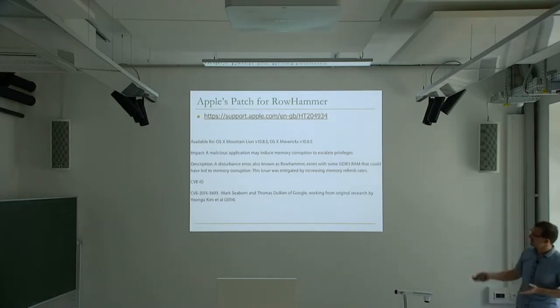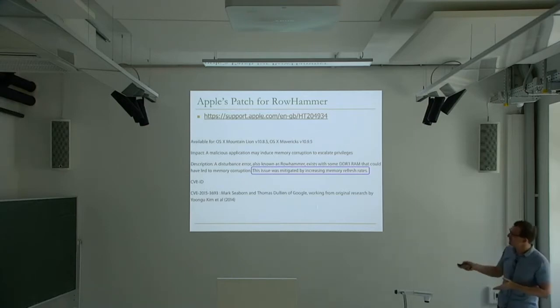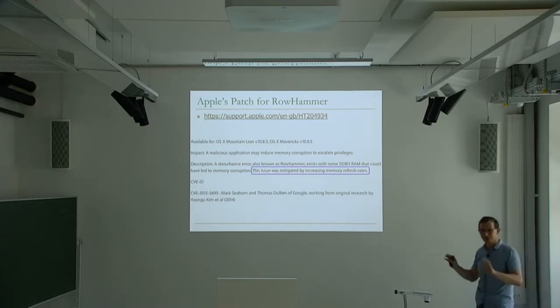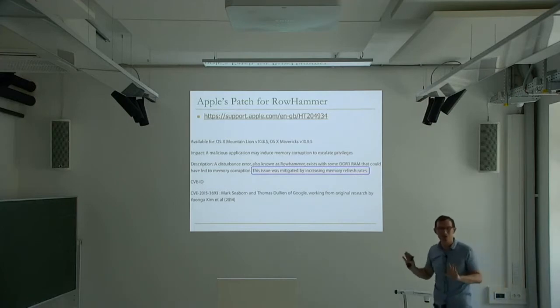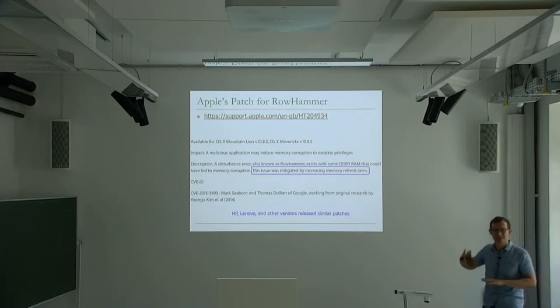I like this from Apple's security release about RowHammer. Basically, they said that to mitigate RowHammer, we increase the memory refresh rates. And they were nice, basically. They clearly admitted the problem. And they gave credit to Google as well as our work, which is really how industry should be doing things when they release something. Some other industry was not as nice, as you can see.